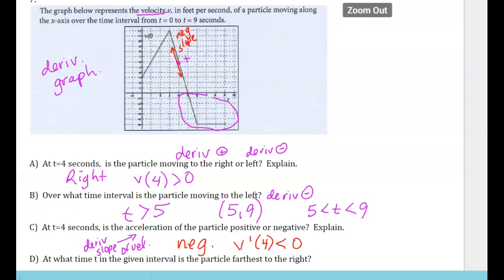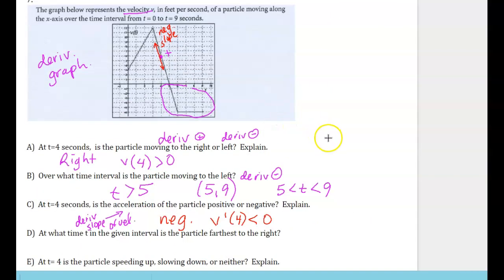Okay, we're going to make this smaller because I got to be able to see the graph for part D. So on part D, it says, at what time in a given interval is the particle farthest to the right? So we have to think, how is this moving? So when it's above, our velocity is positive. That meant we were moving to the right. So that's up until 5. So we're going to the right. And then our derivative is negative, so then we go to the left. So I go to the right, and then I go to the left. So it says, when am I the farthest to the right? Well, I'm the farthest to the right at 5.